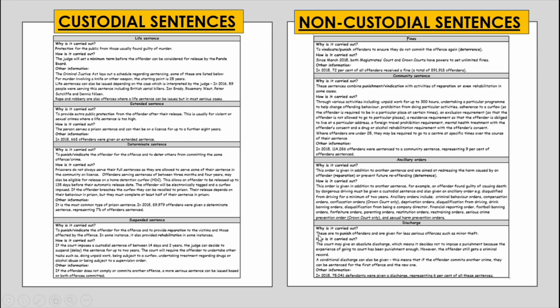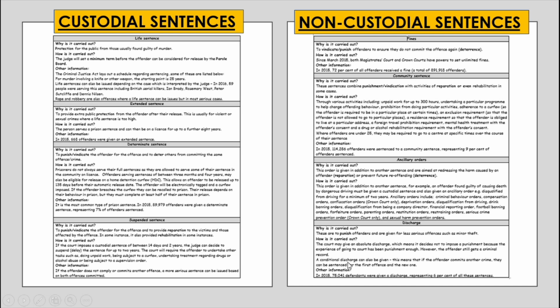Finally, discharge. These are to punish offenders and are given for less serious offences such as minor theft. The court may give an absolute discharge, which means it decides not to impose a punishment because the experience of going to court has been punishment enough. However, the offender still gets a criminal record.